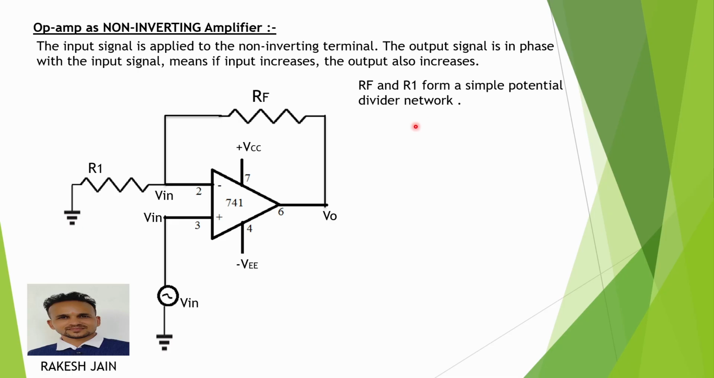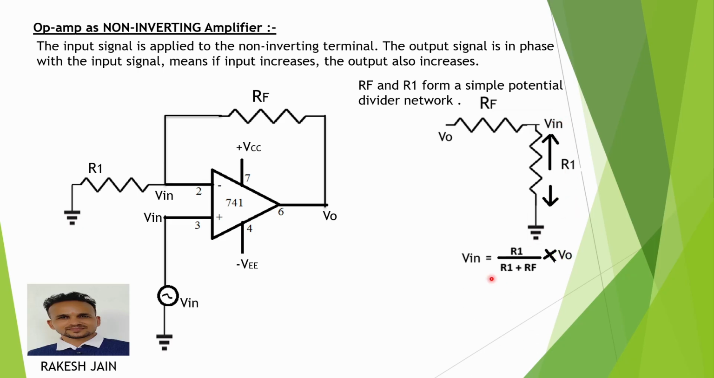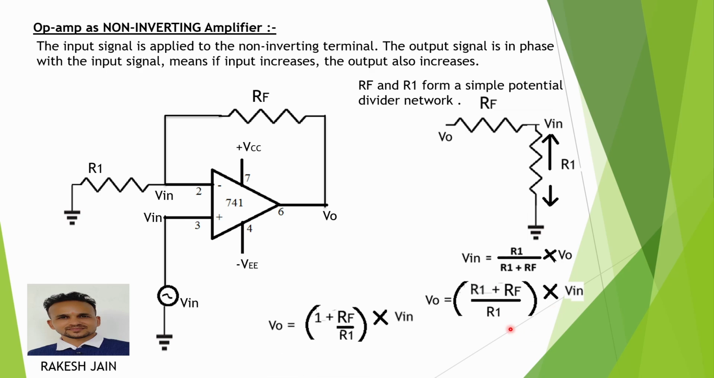So with the help of the potential divider network, see here, this one is my potential divider network. Now what is the value of this V input? That is the voltage across R1. So from the potential divider rule, I can say V input is equal to R1 divided by R1 plus RF multiplied by V node. So from this, V node is equal to R1 plus RF divided by R1 multiplied by V input. Now I can simplify it. So V node is equal to 1 plus RF upon R1 multiplied by input. So output is equal to input multiplied by the gain factor 1 plus RF upon R1.